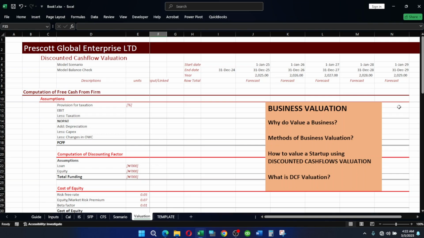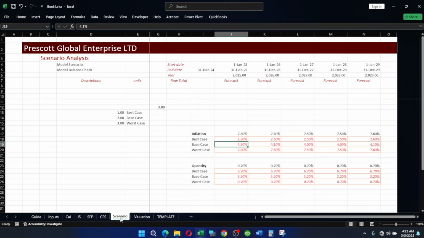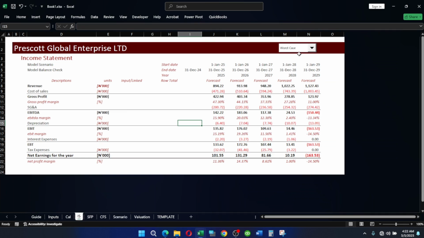In today's class, we are going to be looking at business valuation. Before we do that, let's recap what we did in the previous section, which is under the scenario analysis. In the previous class, we talked about the scenario analysis and we looked at how to tie it to our financial statement. After we have done that, we see how it affects our financial statement under each case selected.